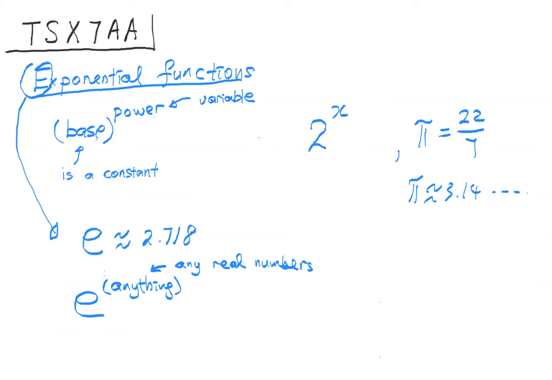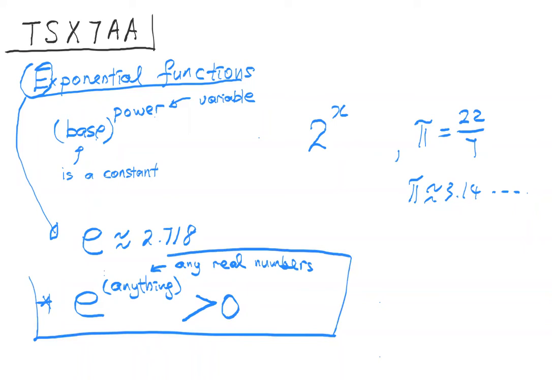There is one very important fact every one of us has to know. Will it be negative? No, it will always be greater than 0. So this is another true fact. If the base is a positive number, the power can be any real value, and it will not give you a negative value. It won't even be 0.